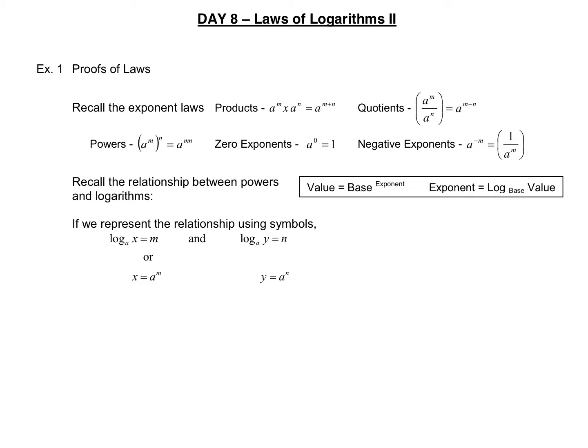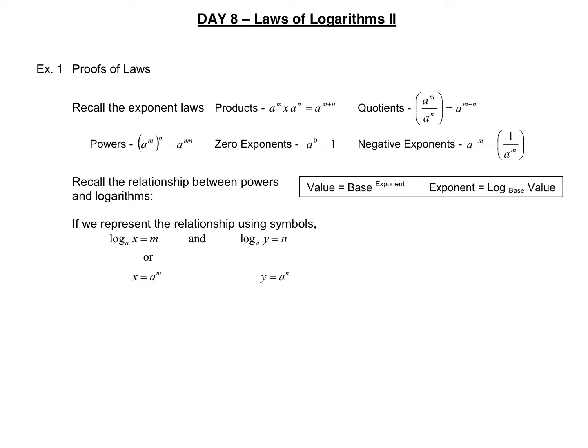So what I'm going to do is take a couple. I'm going to let the log of x base a equal a value m. I'm going to let the log of y base a equal a value n. These values are arbitrary. When we have our logarithmic versus our exponential form, we can see that in exponential form, x equals a to the m and y equals a to the n.